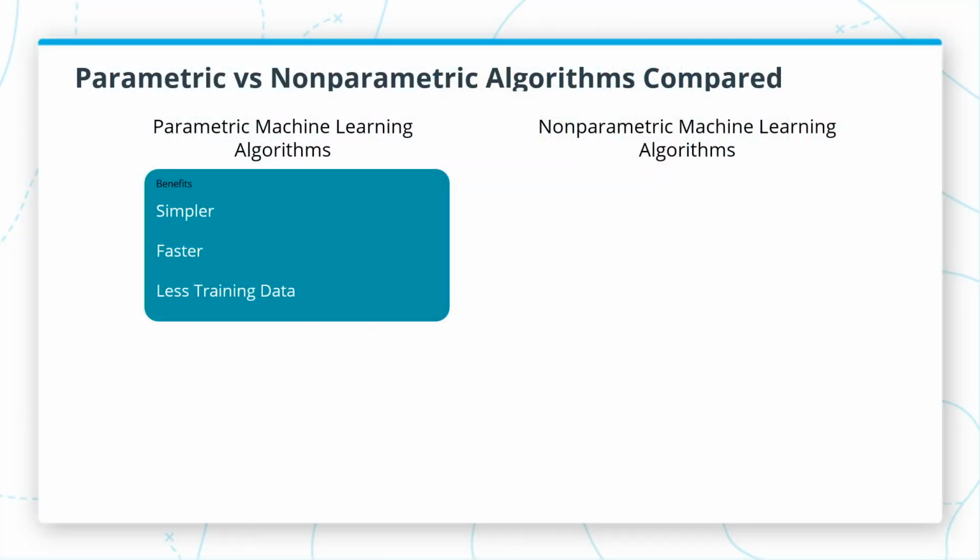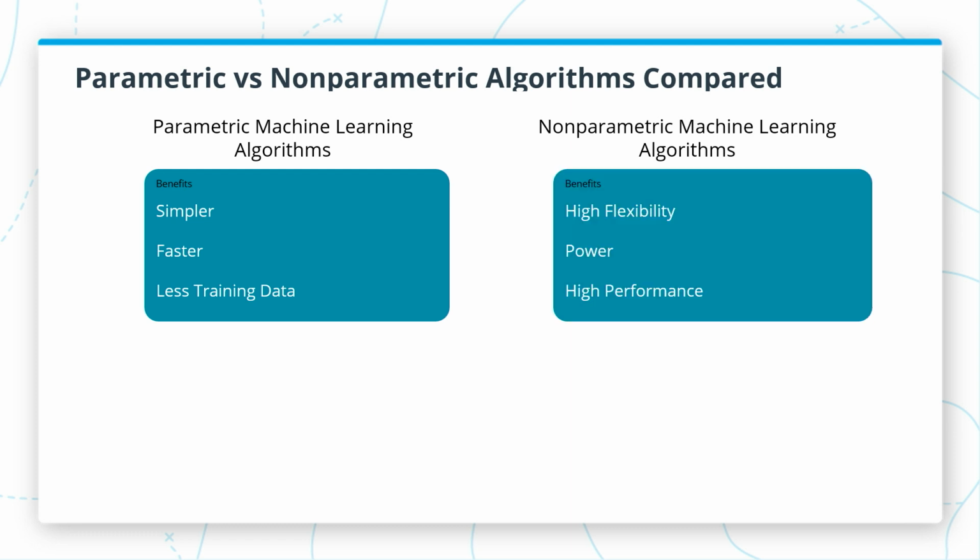Let's see the two categories of algorithms compared by benefits and limitations. Benefits of parametric machine learning algorithms are: 1. It's simpler and easier to understand and interpret results. 2. It's faster when learning from data. 3. Less training data is required to learn the mapping function, working well even if the fit to data is not perfect.